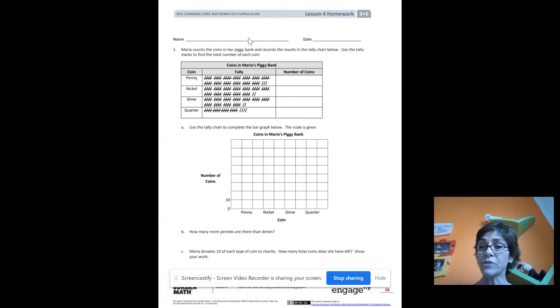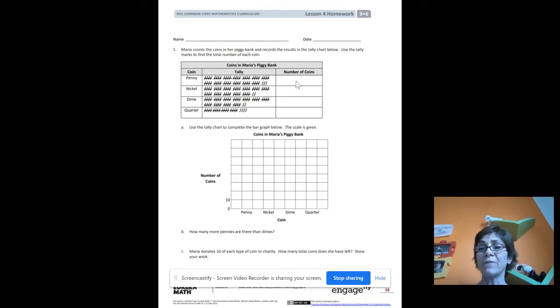It's the classwork slides or student slides. All right, let's take a look at these together. Here you have a tally chart that shows how many coins Maria has in her piggy bank. She has pennies, nickels, dimes, and quarters, and she's counting them using these tally marks. So this is a tally chart.